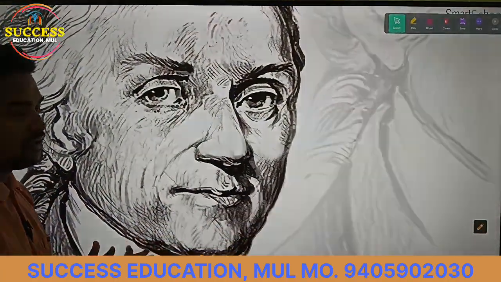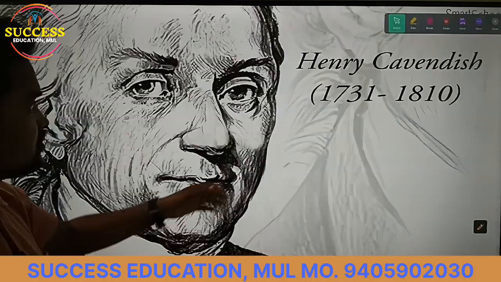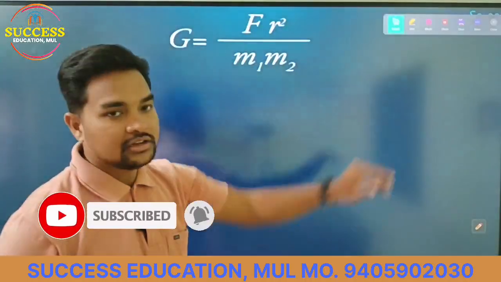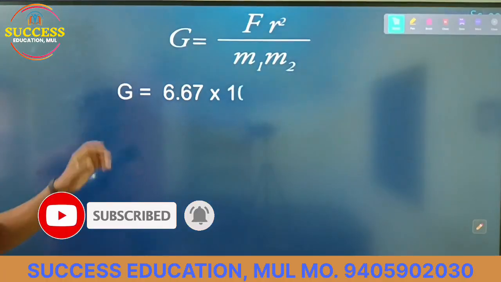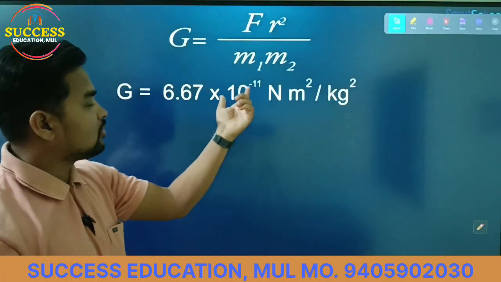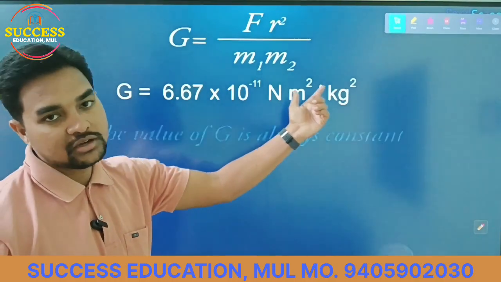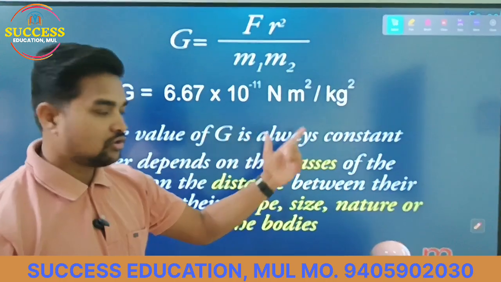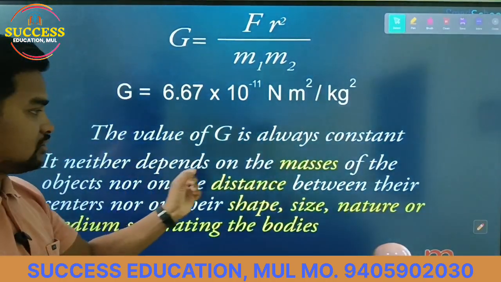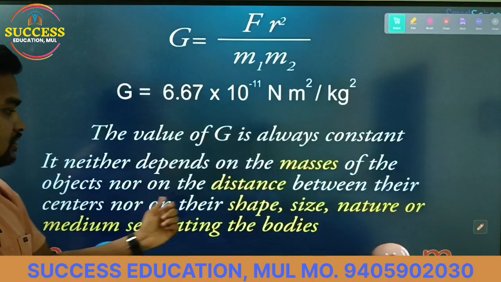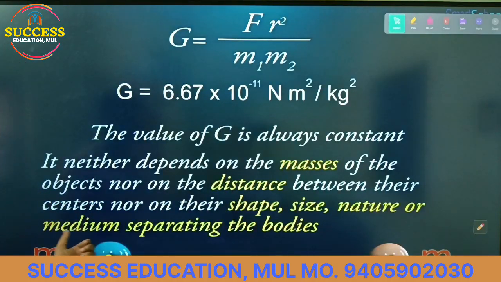So now this G, the universal gravitational constant, was discovered by Henry Cavendish, whose birth and death years are 1731 and 1810. Okay, so now the value of G is 6.67 into 10 to the power minus 11 Newton meter square per kg square, and the value of G is always constant. So therefore it neither depends on the mass of the object, nor on the distance between their centers, nor on the shape, size, nature and medium separating the bodies.